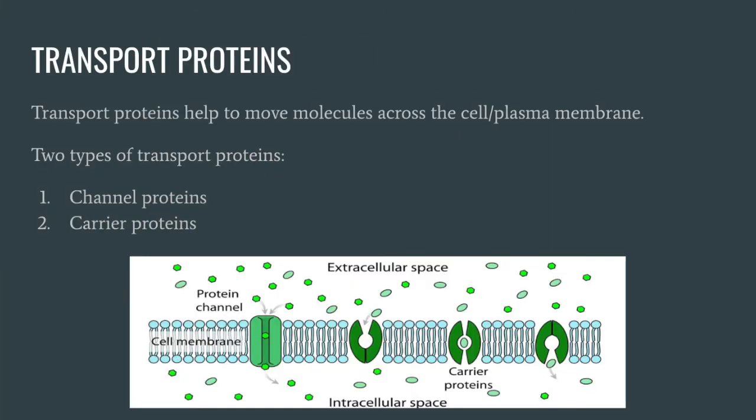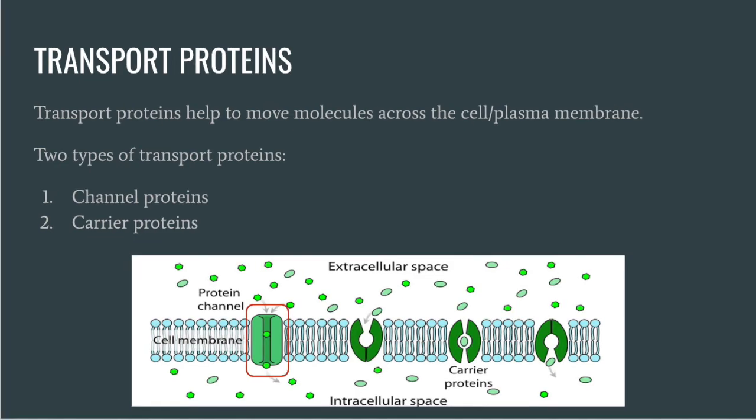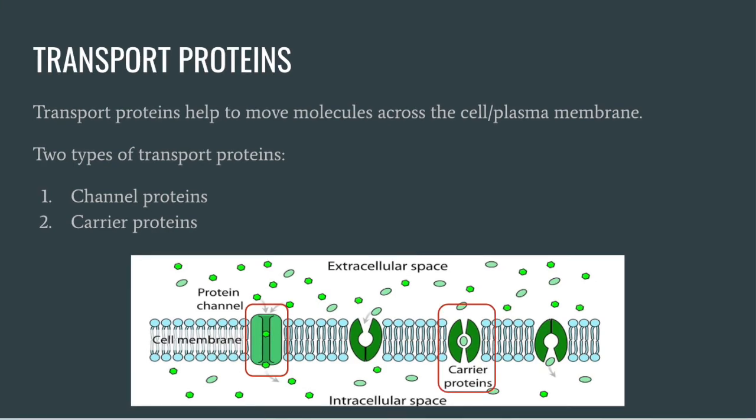Your transport proteins are going to be embedded in that cell membrane, and they help move molecules across the cell or plasma membrane. There are two types of transport proteins that you're responsible for knowing. The first one is a channel protein, and it kind of just looks like a tunnel or a channel. The second one is going to be a carrier protein. That carrier protein is going to accept the solute on one side of the cell membrane and then change its shape a little bit or configuration and then release it on the other side of the cell membrane.